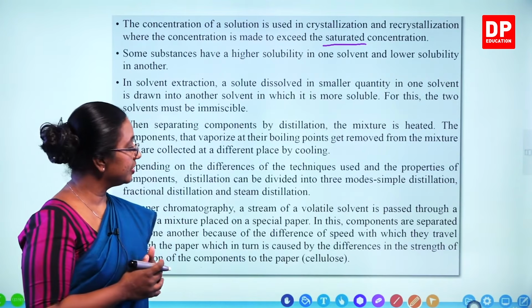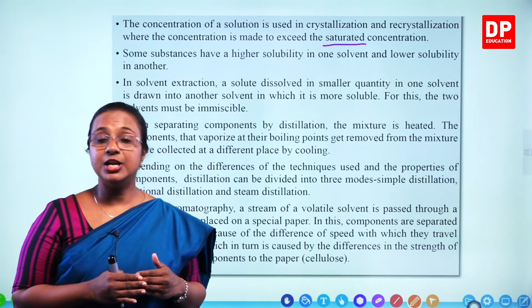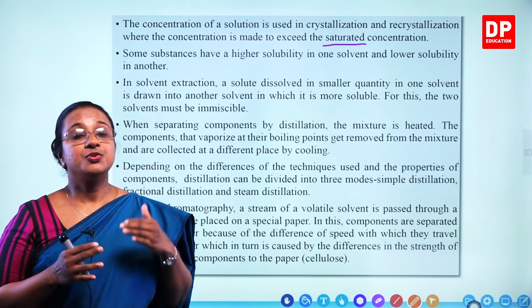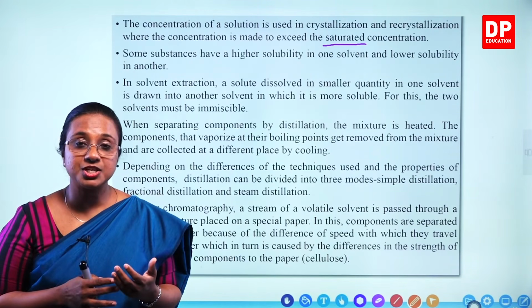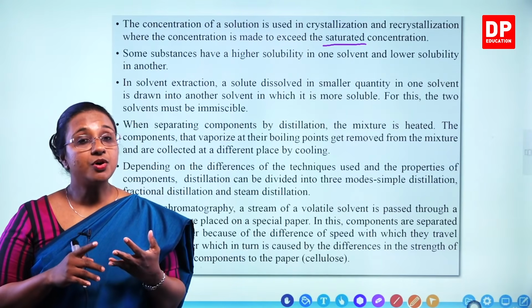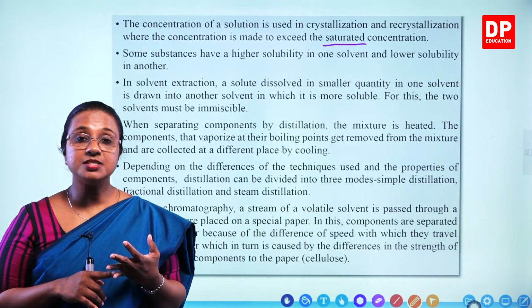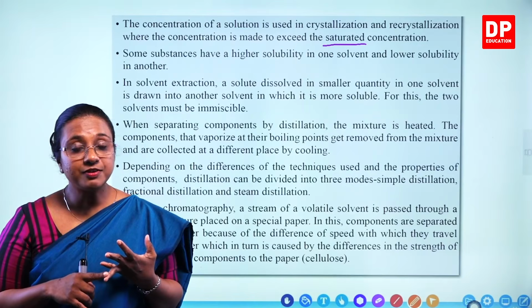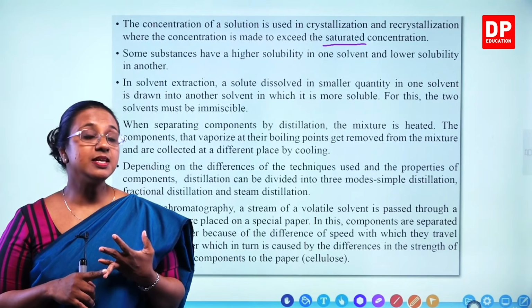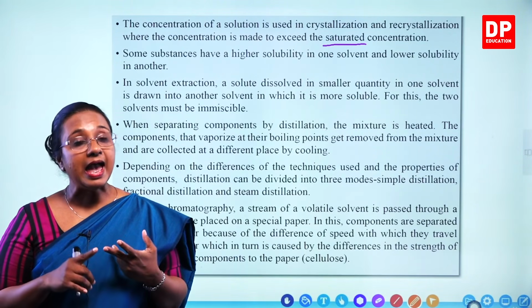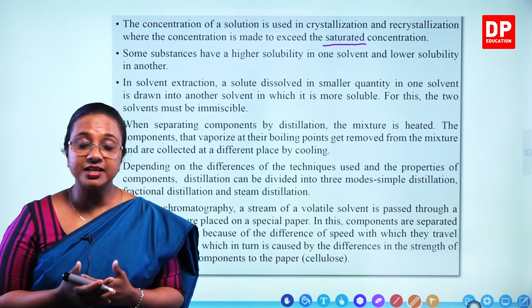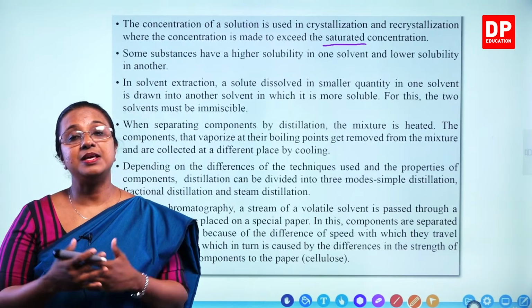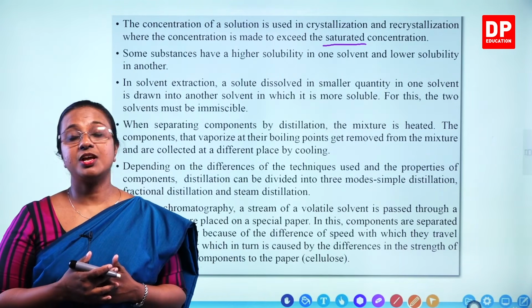So, with that, students, we have come to the end of the lesson. So, in this lesson, initially we discussed what mixtures are. Then we saw the different types of mixtures. Then we discussed the different ways of expressing composition. And then we discussed the different separation techniques and their application in different industrial processes.